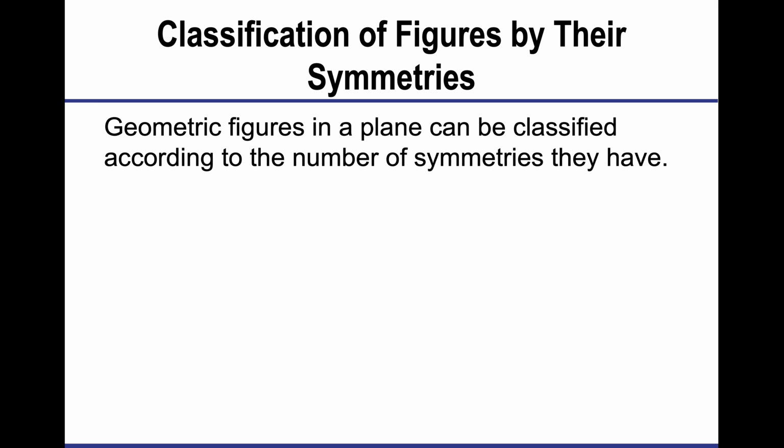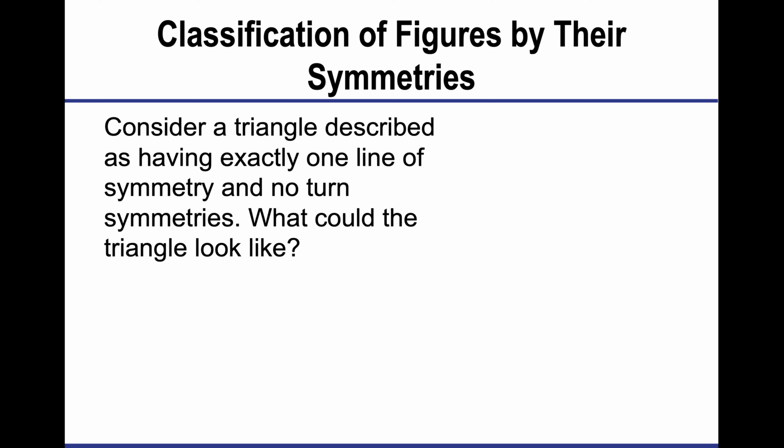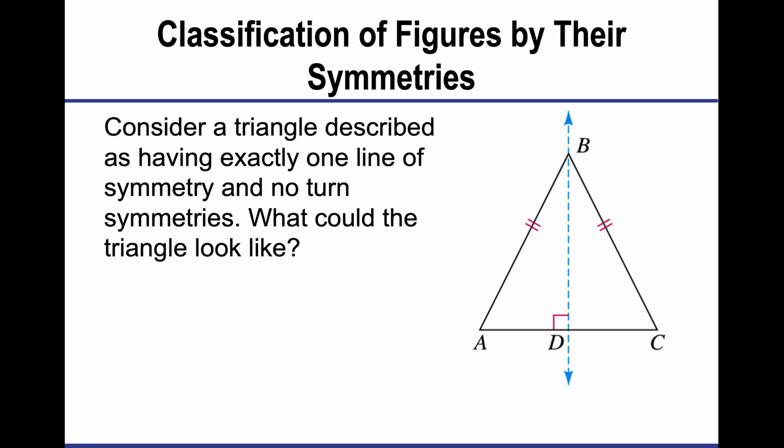Geometric figures in a plane can be classified by the number of symmetries they have. We can use those lines of symmetry to define various types of quadrilaterals using geometry instead of just using the sides and the angles. So if I have a triangle and it's going to be described as having exactly one line of symmetry and no turn symmetry, the fact that it has no turn symmetry means it's not equilateral. And the fact that I have exactly one line of symmetry tells me that I have to have 2 congruent sides on either side of that line of symmetry. So I'm able to deduce that this is an isosceles triangle.